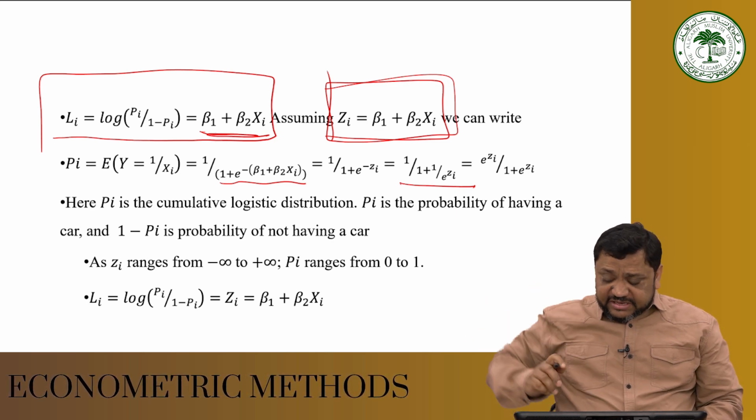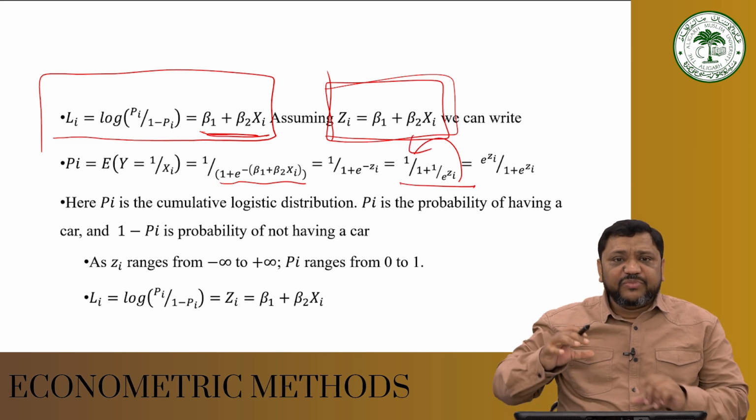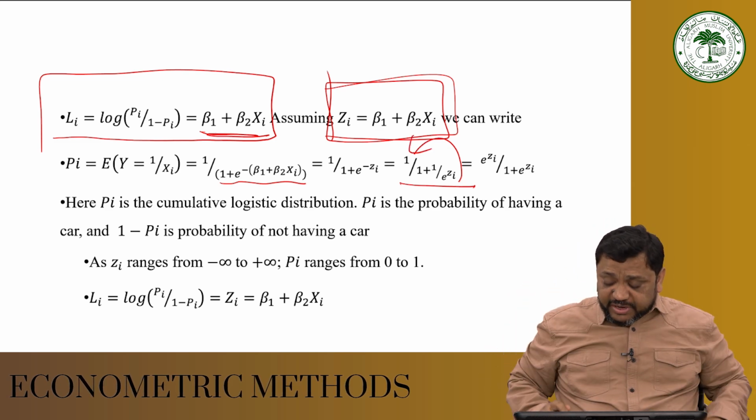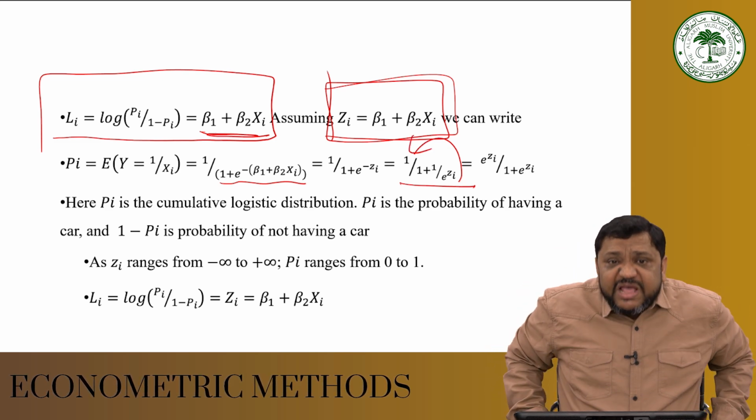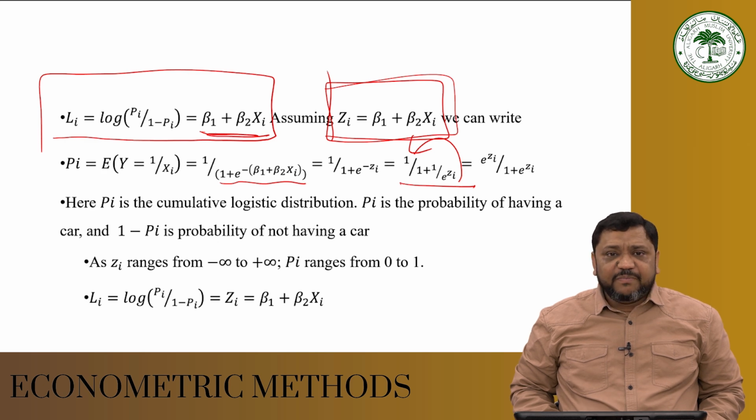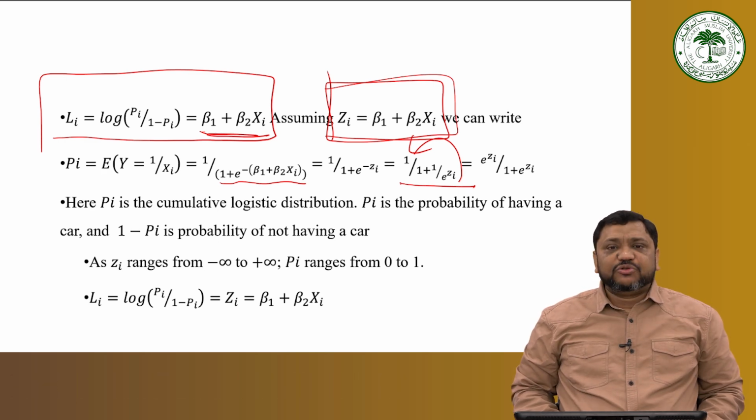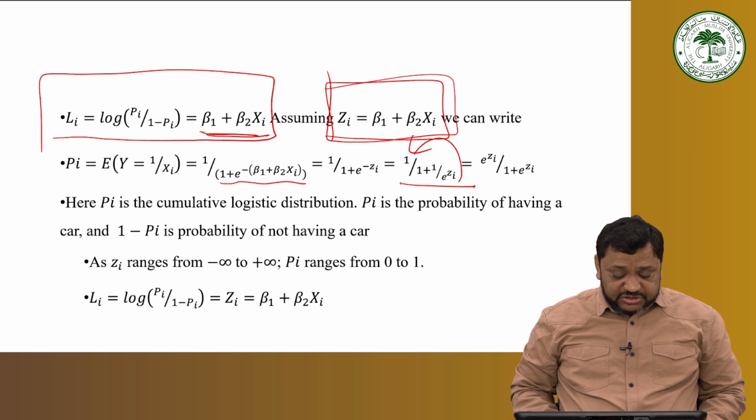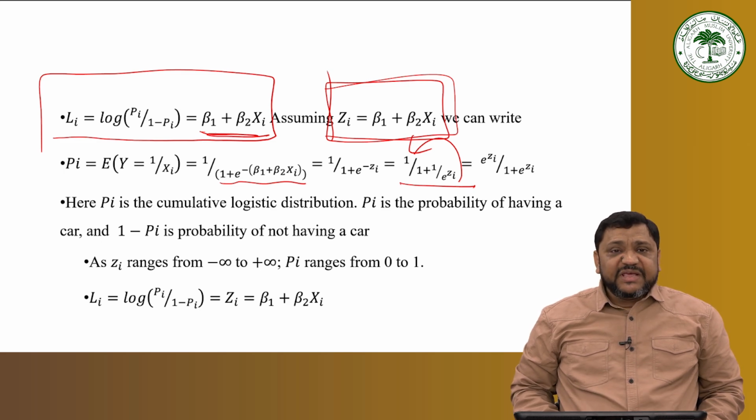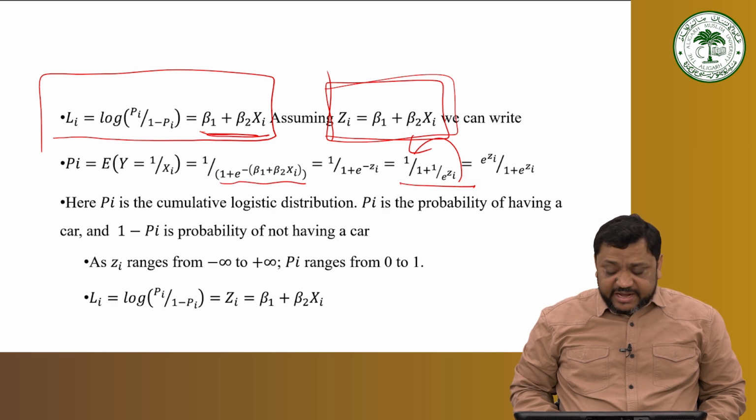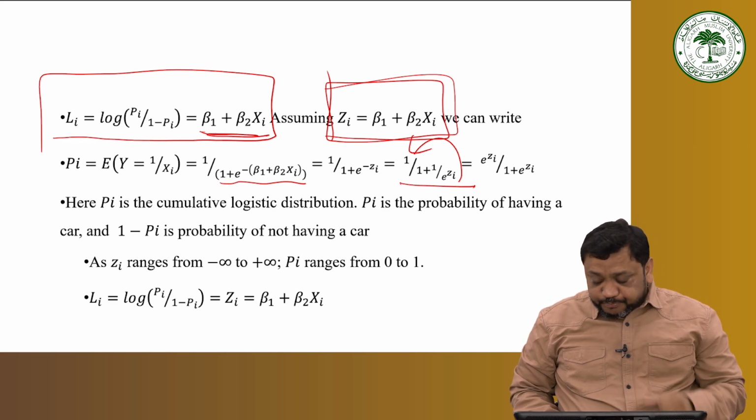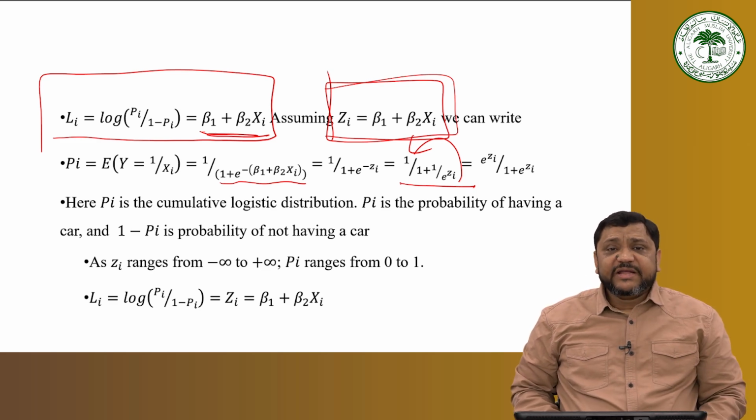Now we take the e^Zi from the denominator to the numerator. So finally we can write e^Zi divided by 1 plus e raised to the power Zi. So this is our Pi. Pi is finally equal to e raised to the power Zi divided by 1 plus e raised to the power Zi.